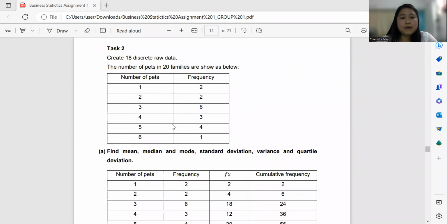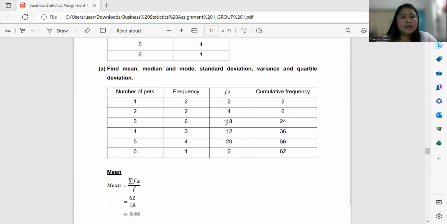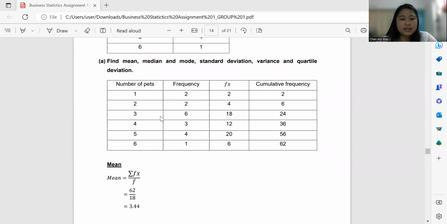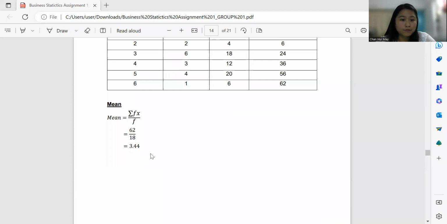Next, Task 2 is where we have created 18 discrete raw data. The following is the number of pets in 20 families shown here. So we have the number of pets and frequency. We need to find the mean. If you want to find the mean, the formula is total fx divided by total frequency. For fx, we use number of pets times frequency. 1 times 2 equals 2. After finding all the fx, calculate total fx and divide by the total frequency, which is 18. So I get the answer 3.44.